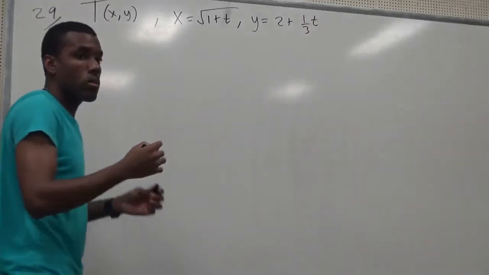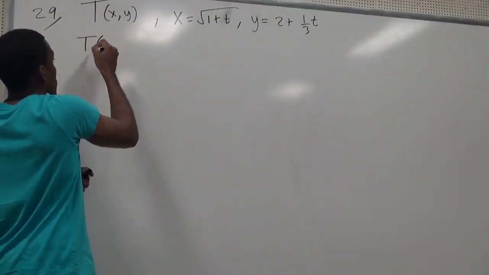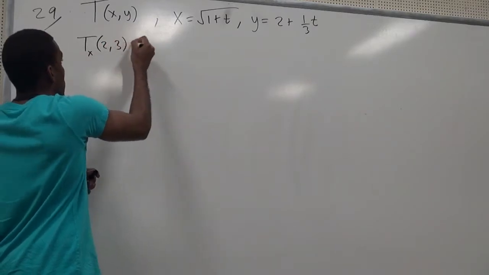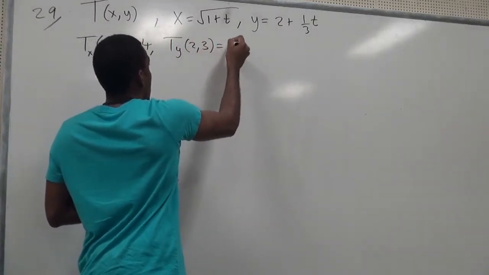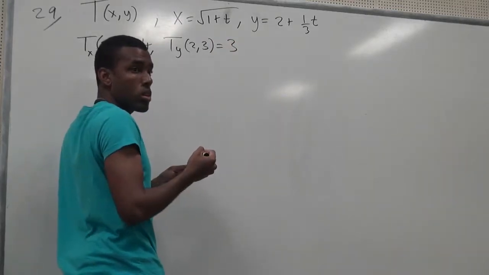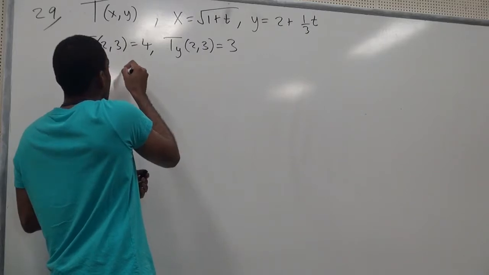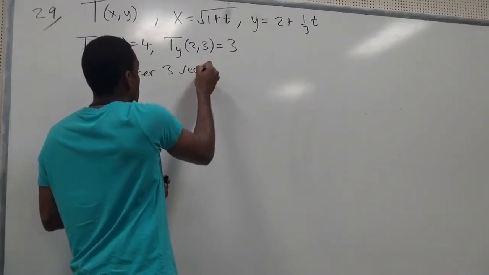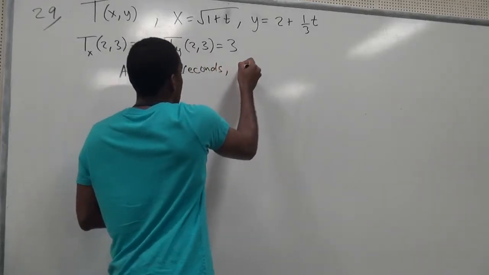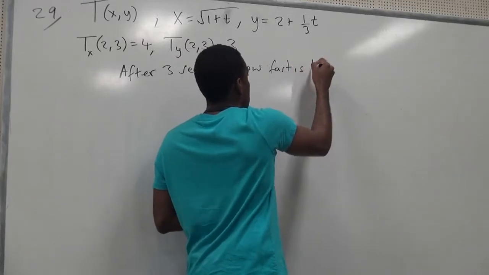Okay. This temperature function satisfies T_x(2,3) equals 4 and T_y(2,3) equals 3. How fast is the temperature rising on the bug's path after 3 seconds?